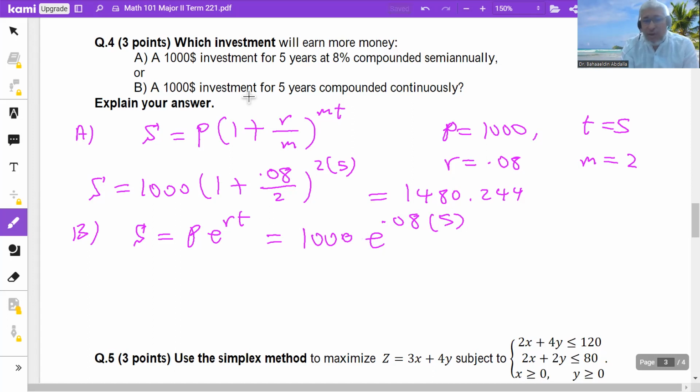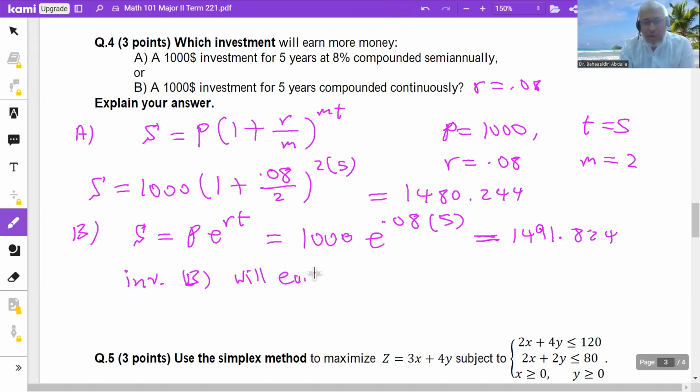Of course, here he has to say that R is 0.08. He did not say in the question. And you put it in the calculator and find that the answer is 1,491.824. The question: which investment will earn more money? So I can say that investment B will earn more money.